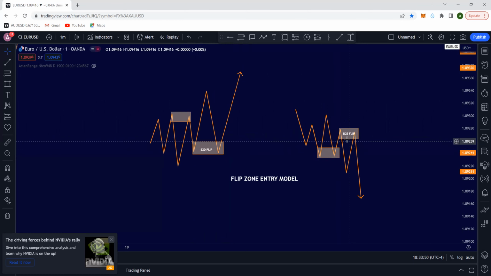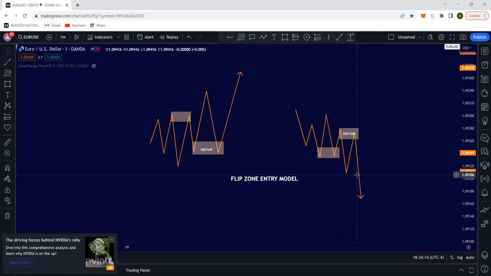So same thing goes for the D to S flip. That's the demand to supply flip. You look for a demand, like a good order block demand that has a break of structure. Then you see a reaction. And then once you see this type of reaction, you wait for it to fail before you decide to what? To short the market, right?